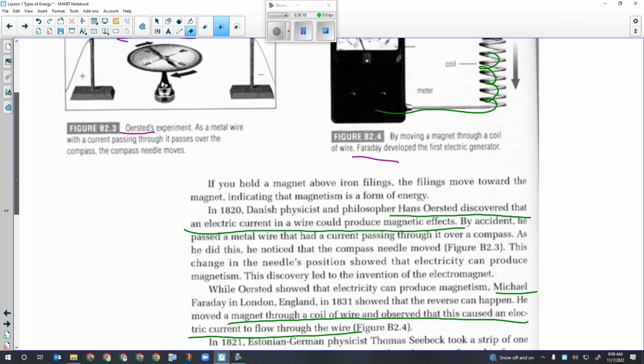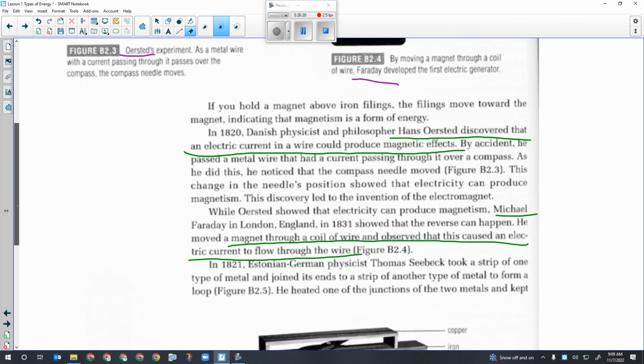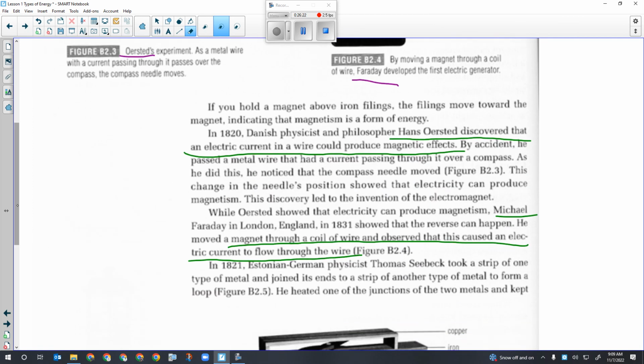All right, so that's Oersted and Faraday. Okay, so Oersted discovered an electric current in a wire could produce magnetic effects. I underlined that. Might be a good idea for you to underline that. Okay, and then obviously Michael Faraday, this guy, moved a magnet through a coil of wire and observed that that caused an electric current to flow through the wire.